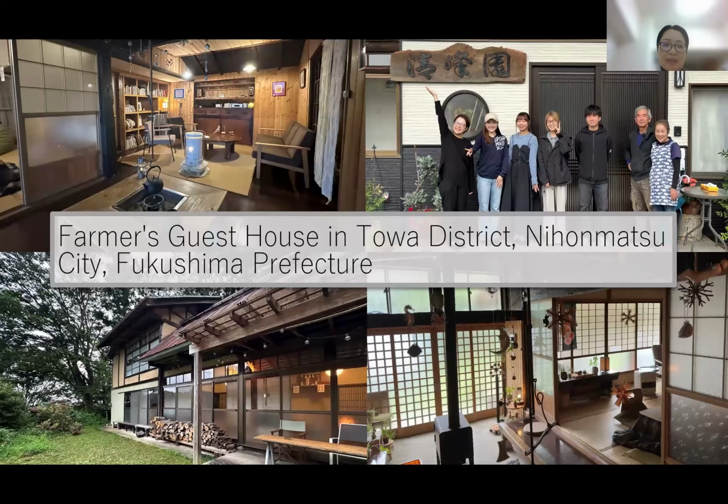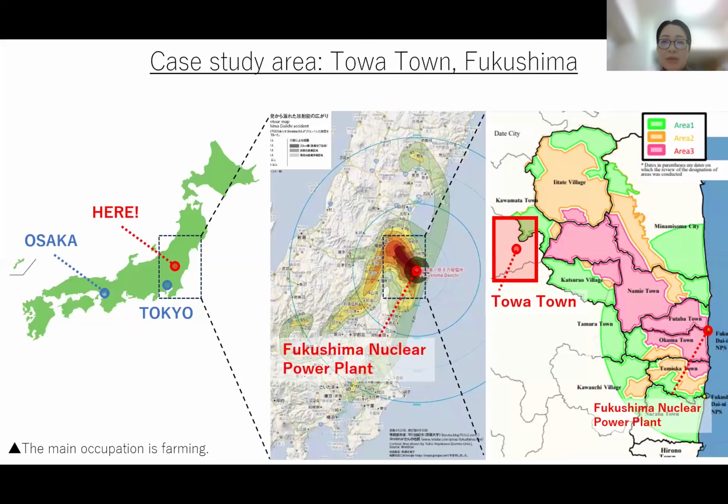From here, I will explain what my seminar does. We focus on farmers' guest houses in Towa District, Nihonmatsu City in Fukushima Prefecture. So where is Towa town, and where is Fukushima? Maybe you know Fukushima, but you don't know the small town of Towa.